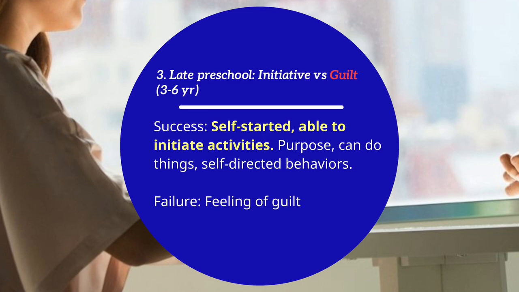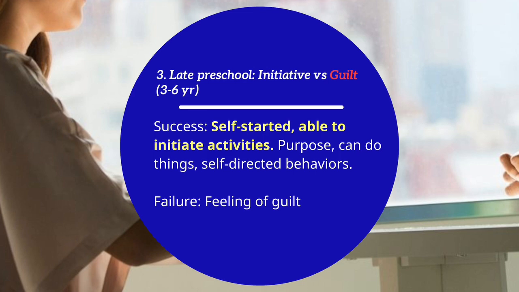So, moving on to late preschool. Now we're at 3 to 6 years old. This is initiative versus guilt. Initiative versus guilt, right? So self-started, able to initiate activity. This is more of a developmental sense building on the last age, and now they become more advanced, able to do things, with self-directed behavior, right? Failure to do so, they'll feel guilt, unable to accomplish their task. And here, initiative versus guilt, the age group is 3 to 6 years old.